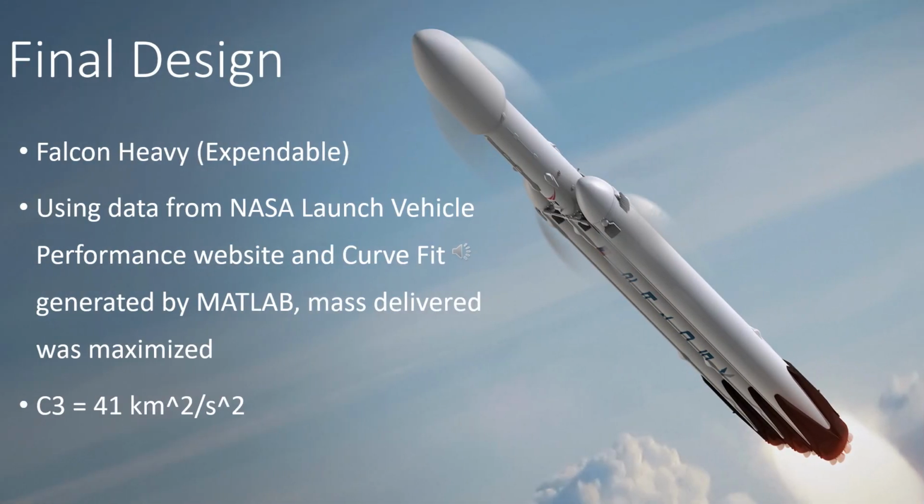Our final design for the launch vehicle was a Falcon Heavy expendable. This rocket was chosen using the data from the NASA Launch Vehicle Performance website and a curve fit generated by MATLAB to give us our maximum mass delivered for our C3 value of 41 kilometers squared per second squared.